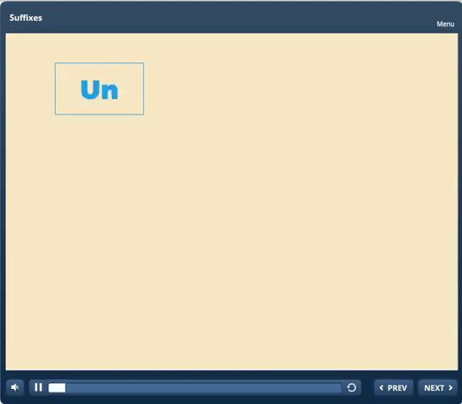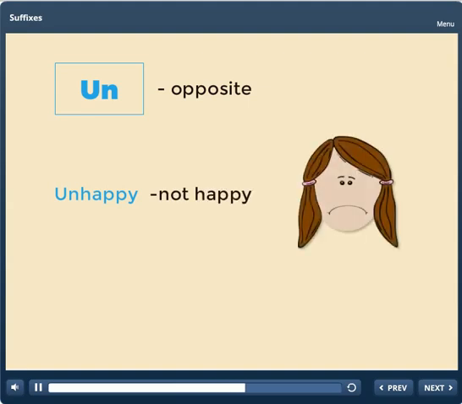Un is a negative prefix. We typically use it before adjectives to indicate the opposite of the adjective. For example, unhappy means not happy. Let's think of more examples.